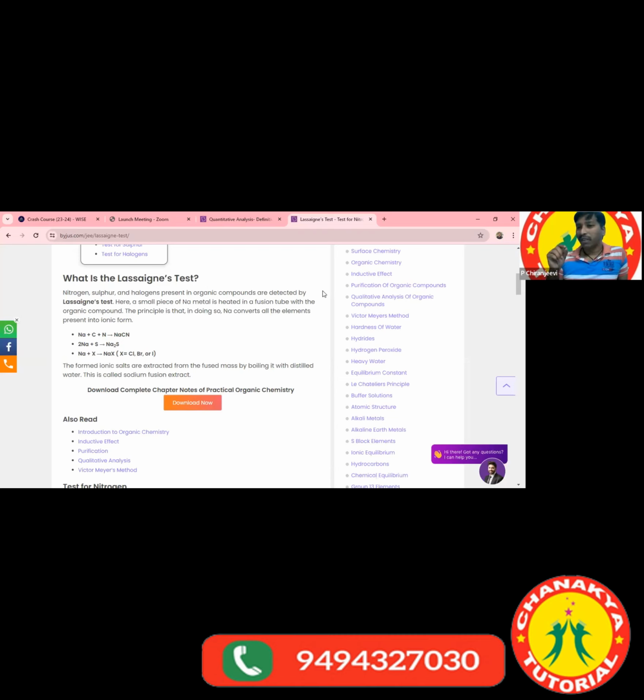First, we take a fusion tube. It is like your pen refill, a glass tube in the laboratory which is open on both sides. We break it to the required length, and if we heat one side strongly, that side gets closed. After closing one side, we insert some sodium metal in the fusion tube, and then we add a small amount of the organic compound. Then we heat it until red hot.